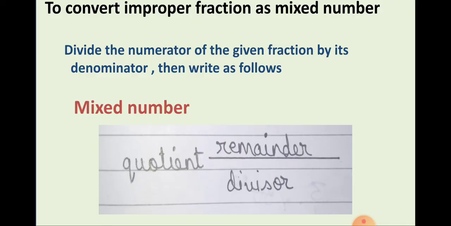Now to convert improper fraction as mixed fraction. To convert, the first rule is divide the numerator of given fraction by its denominator. Then write as follows. Suppose you are given with a number and you have to convert it into a mixed number. Here is the way in which you can write the mixed number. Quotient will become whole, remainder will become numerator, and the denominator will become the divisor.